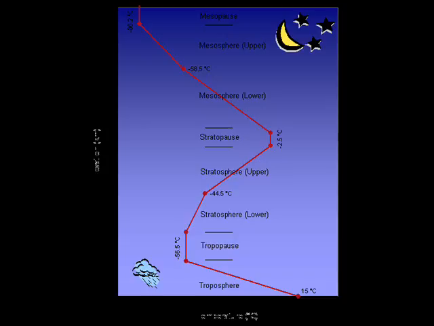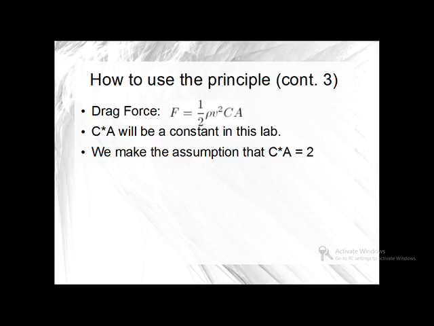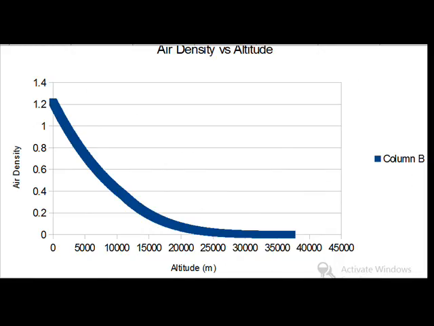We now have everything we need to find the density, which means we have everything we need to find the drag force. This graph shows what I came up with for the density of the air based on where you are in the atmosphere. As you can see, it is an exponential equation.